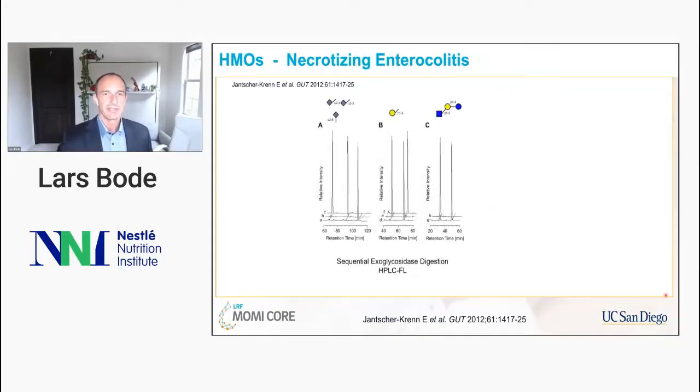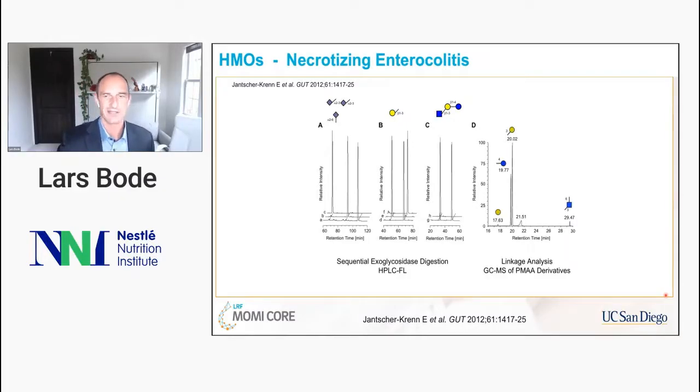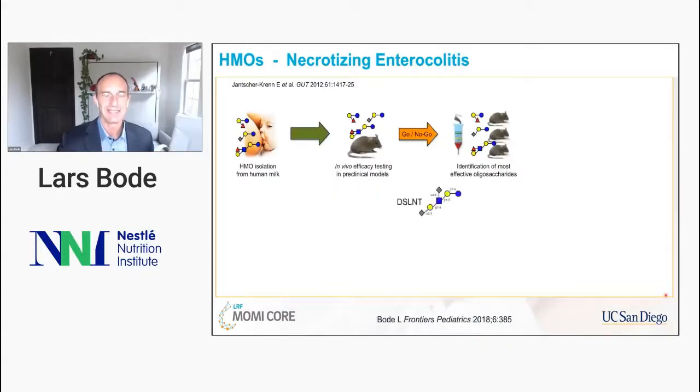And we then used several different techniques here to identify what this oligosaccharide looks like, and we identified it as DSLNT, which stands for disialyl lacto-N tetraose. So it contains 2 sialic acids, disialyl, on this LNT backbone here. Now, that's great. That's an animal model.